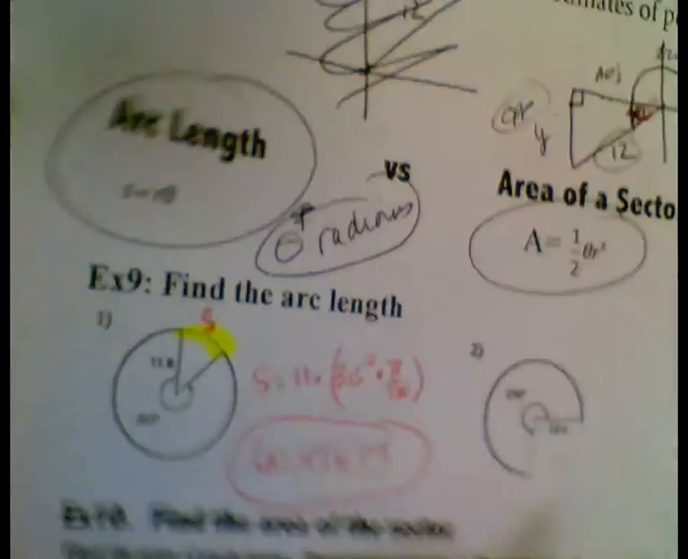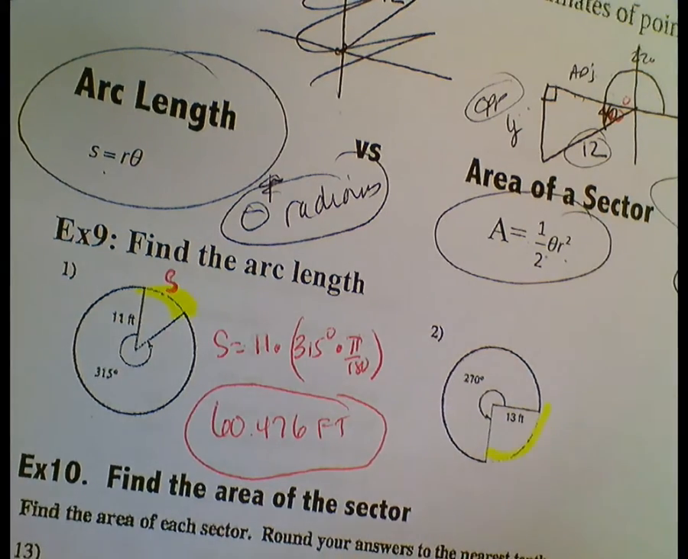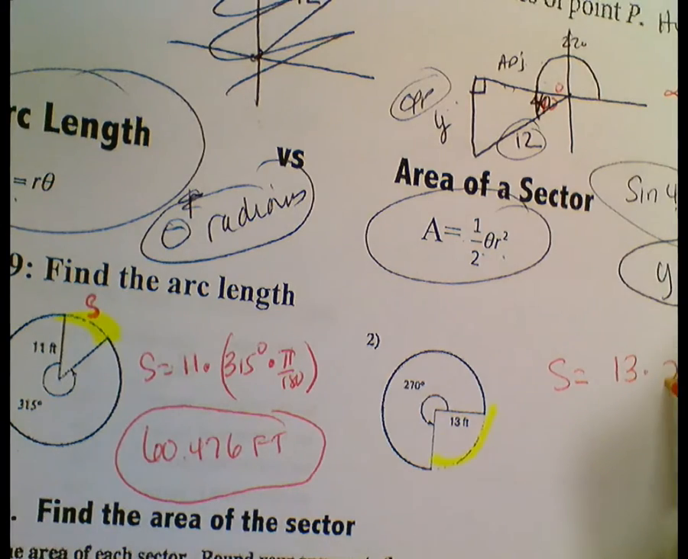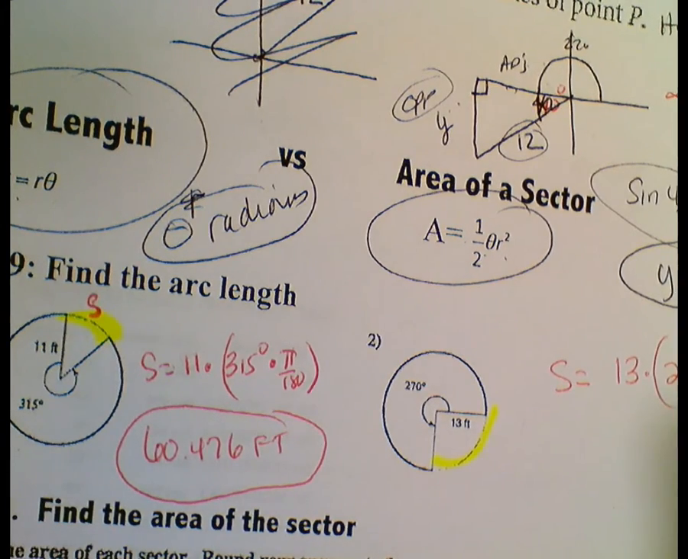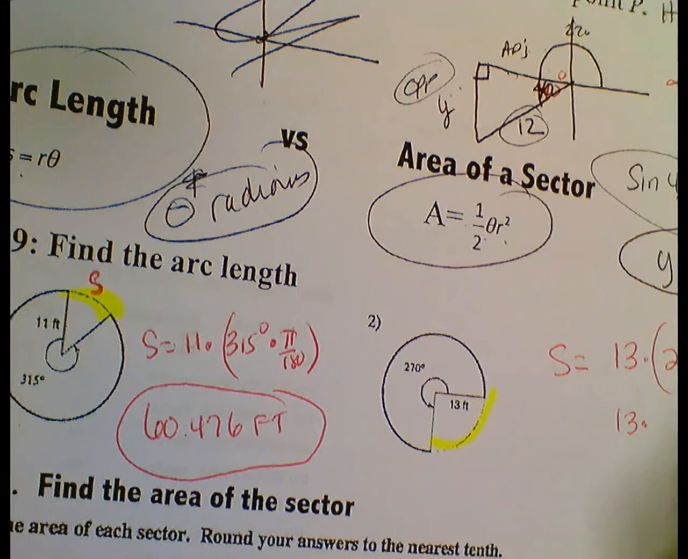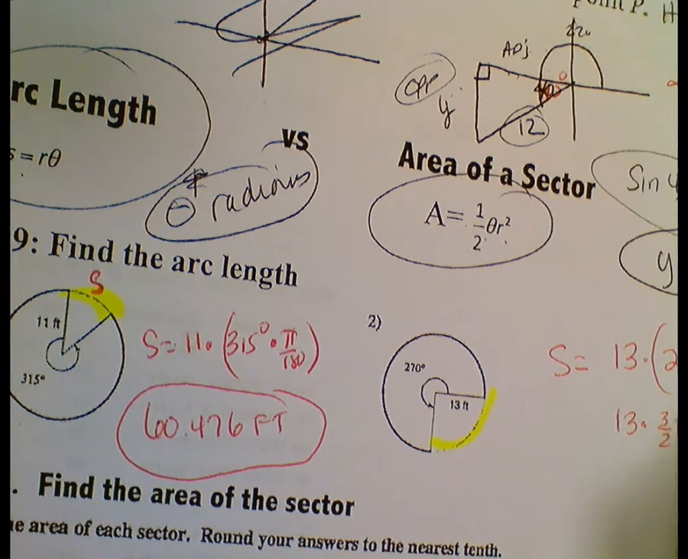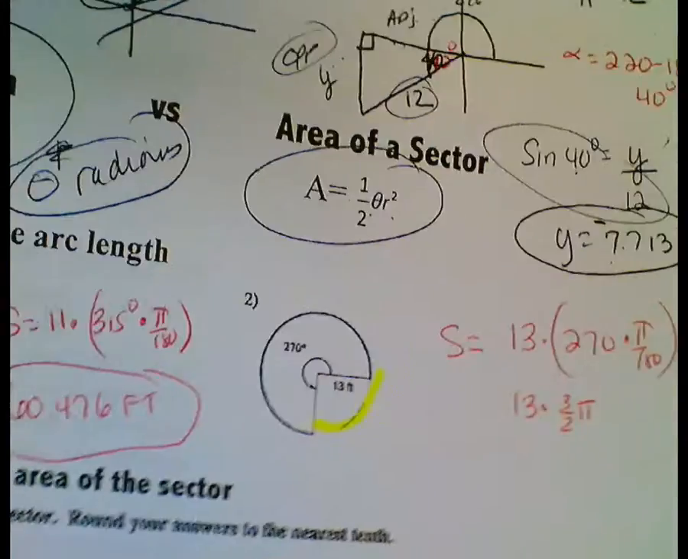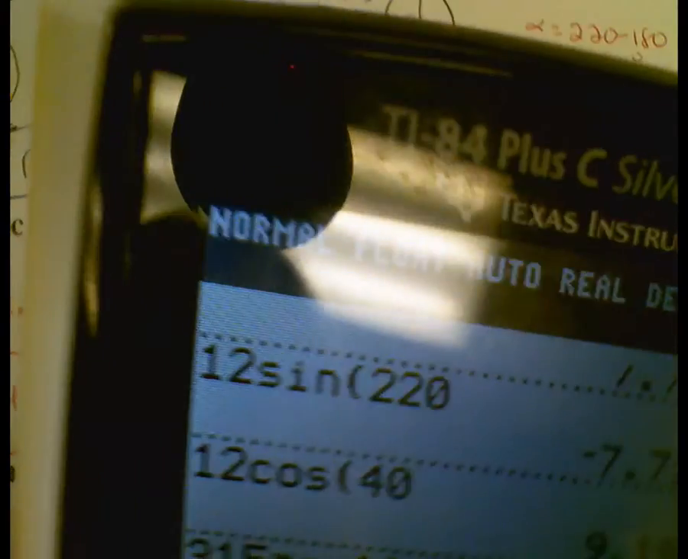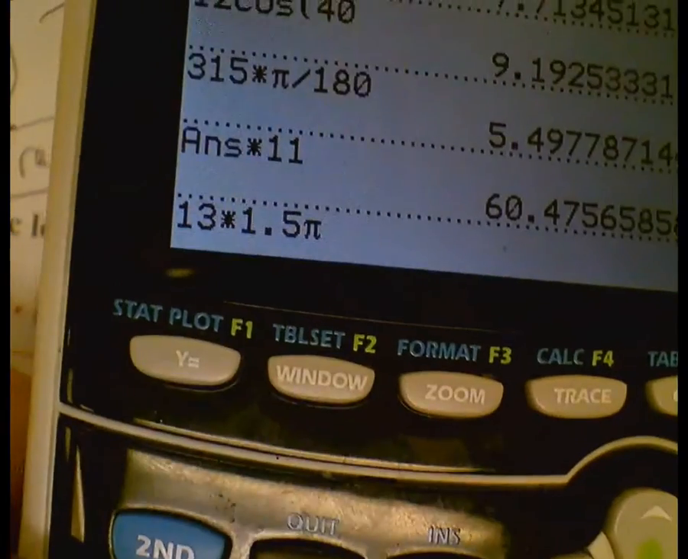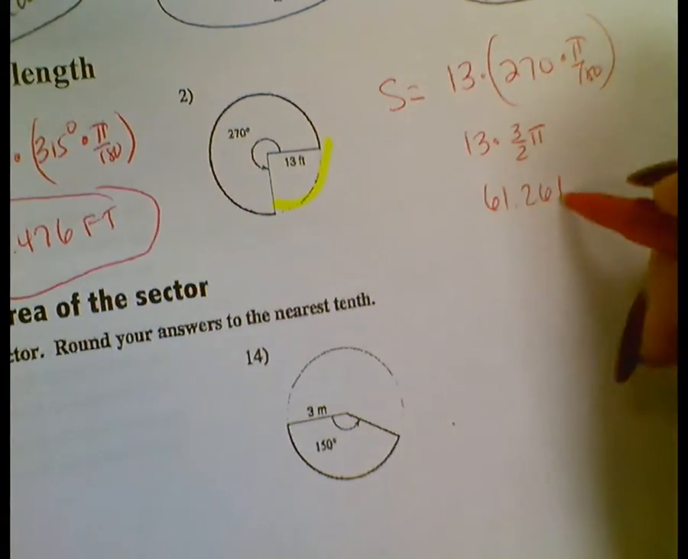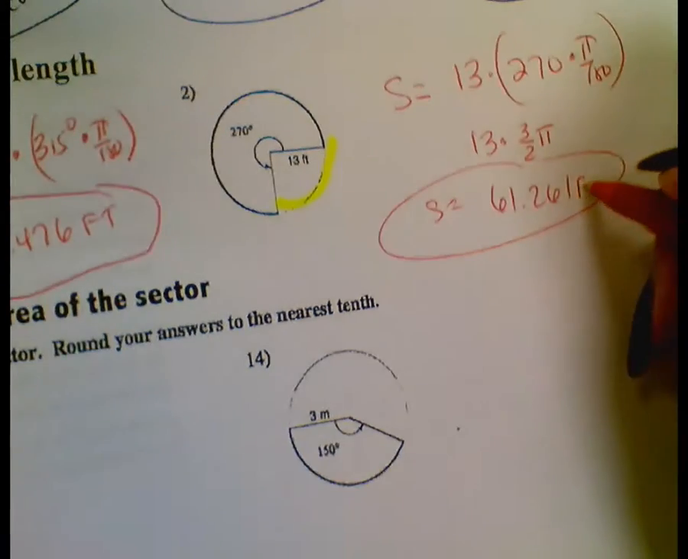So this one, if we're solving for arc length, S equals the radius, 13 times 270, but we have to convert this to radians. So maybe like 90 goes into both of these. I would reduce it down to 3/2. So that's what I'm punching in the calculator. 13 times 3/2 pi, which is 1.5 pi. I like it to be as easy as possible to punch in my calculator. 61.261. And that's in feet as well.